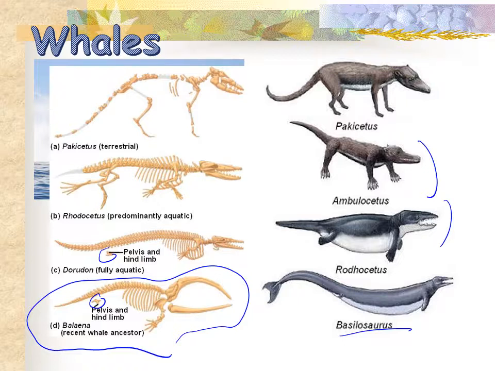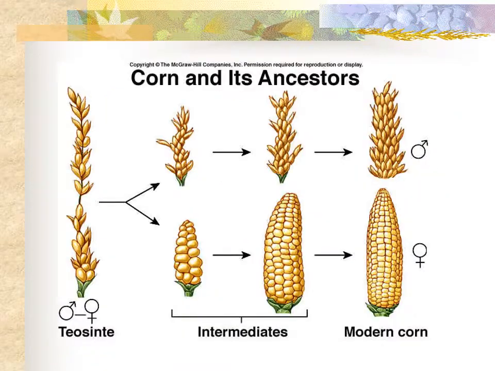Rhodocetus was predominantly aquatic, but had full-on hips and legs. And same with Pakicetus, which was a land animal. So more on whale evolution in a future lesson.